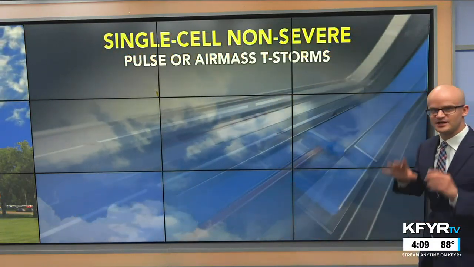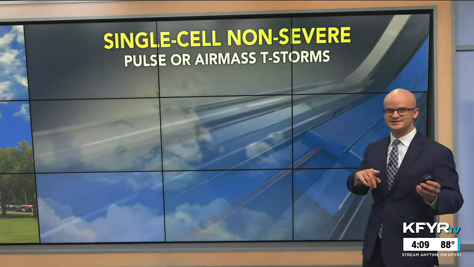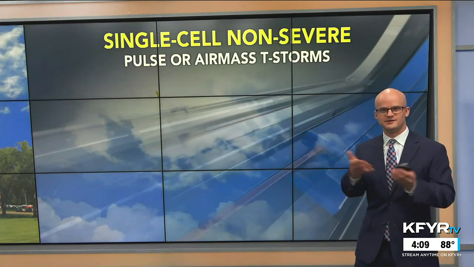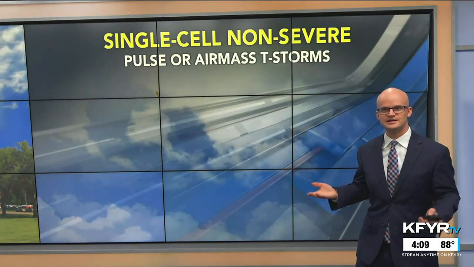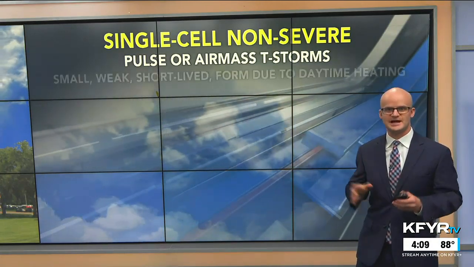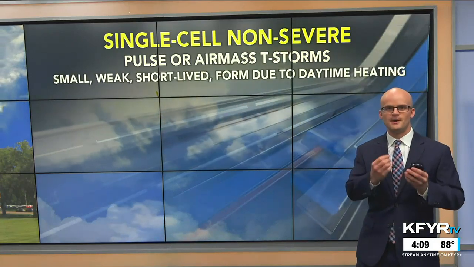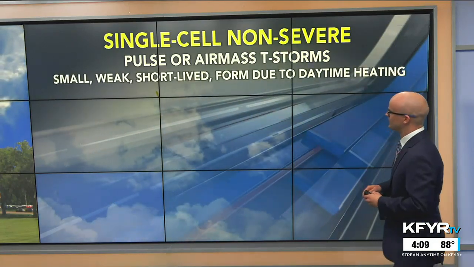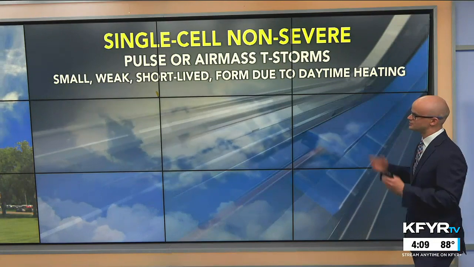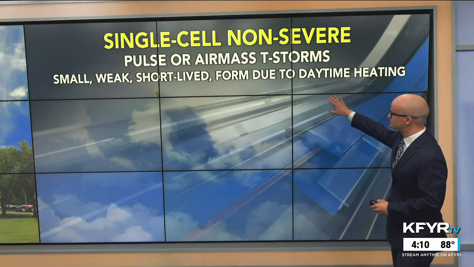So these single-cell non-severe storms, Kevin mentioned this a couple minutes ago, pulse storms. In an environment where you have a decent amount of humidity and instability in the atmosphere with your daytime heating, you can get these small popcorn thunderstorms to develop across a region. So they're small, weak, short-lived, and form due to that daytime heating.